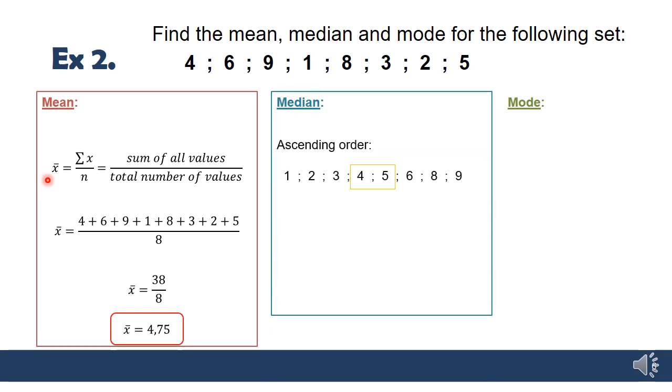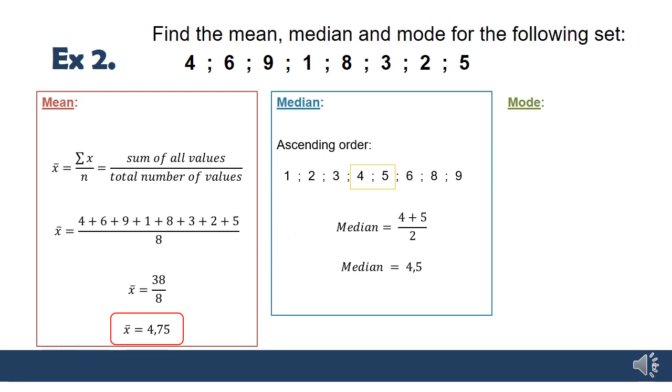The median, we need to change to ascending order. And when I do that, I need to figure out which value is in the middle. But we have a problem because there are 2 values that are in the middle. So remember that we have to take the average between these 2, and this is true with any even numbered data set. You're always going to have to take the average between your 2 middle values. So our median in this case is the average between 4 and 5, which is 4.5.